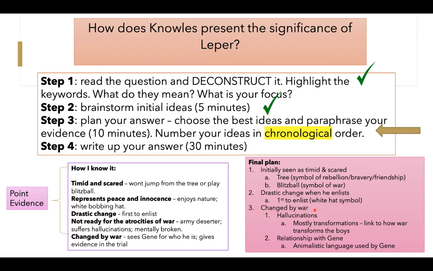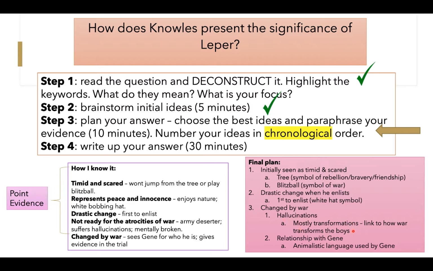Number 3, I want to talk about how he's been changed by war, and I'm going to talk about the hallucinations, and if I have time, the relationship with Gene. And this is where, with your plan, it's absolutely fine if you don't get through it all. So this is why I've made sure I've got enough up to this point, and if I don't get to this part, it's fine. I've still managed to talk about how he's been changed by war. I still have got a variety of different points and a variety of different evidence, but this is just my backup. If I do have time to talk about Gene as well, then I will do. But my initial evidence is going to be the hallucinations that he has.